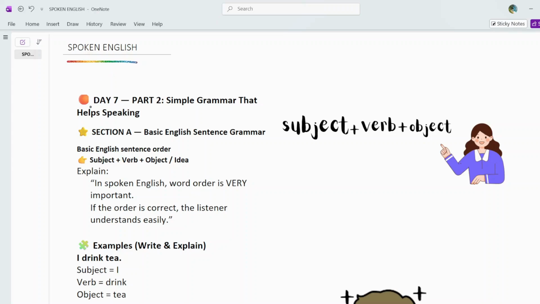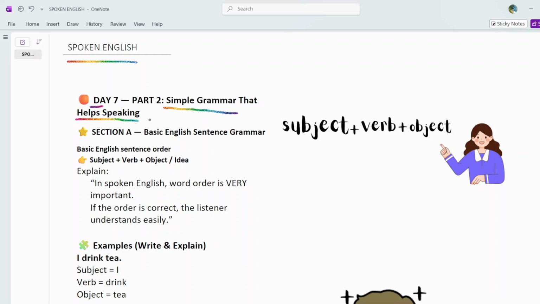So today is Day 7, one of the most important foundation days in this entire 50-day course, because from today onwards we stop thinking that grammar is difficult and we start thinking that grammar helps me speak clearly. Okay, so today we are going to focus on simple grammar that actually helps you in speaking. In this session, I'm going to show you one basic sentence structure that will help you control your English language.